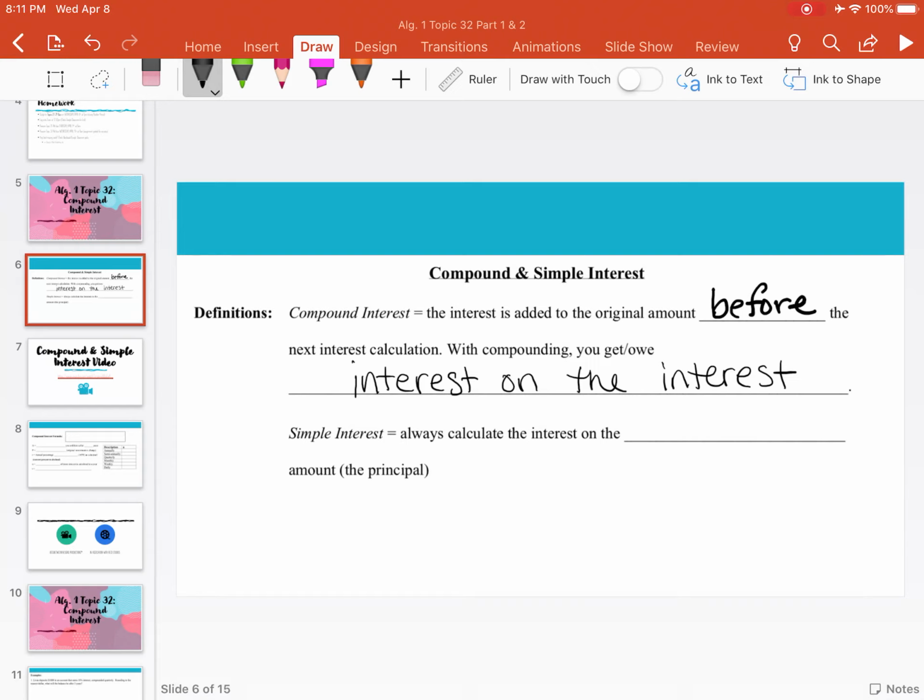Simple interest, on the other hand, is where you always calculate the interest on the original amount. This original amount, another name for it, is called the principal. So with simple interest, your amount does not change. You are always adding the same amount of interest time and time again. So it is the same, it is linear that way.